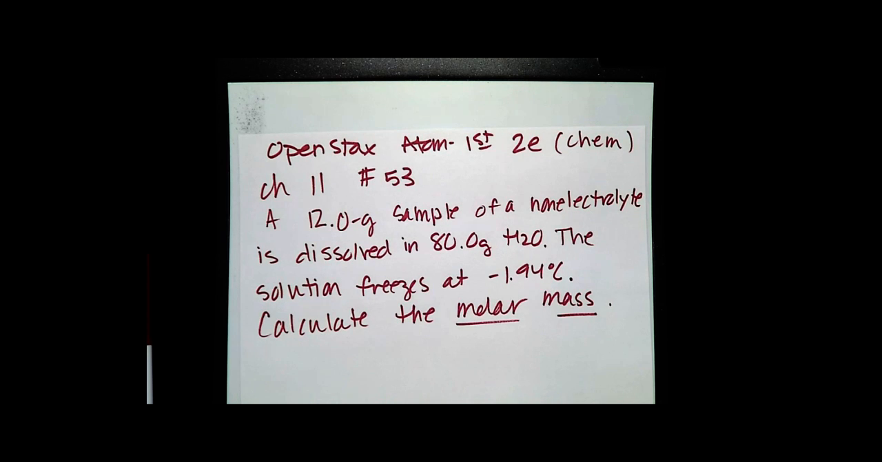Okay, a 12-gram sample of a non-electrolyte is dissolved in 80 grams of water. The solution freezes at negative 1.94 degrees Celsius. Calculate the molar mass. So this is really kind of a two-part problem. One is finding out the number of moles based on the difference in freezing point. The second part is using that number of moles and the grams given in the problem to find molar mass. So first let's do freezing point.